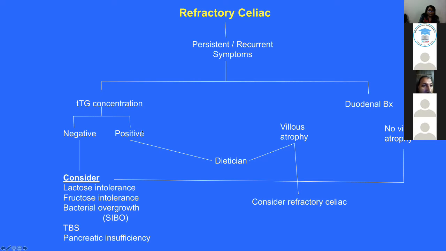If the concentration is positive, that means the patient is having some contamination of wheat in his diet, and the patient is referred to a dietitian. And if we do endoscopic biopsy, that also shows villus atrophy. Over a period of time, if the patient continues a pure gluten-free diet and still the villus atrophy persists, then we say this is refractory celiac. If the patient's TTG concentration is negative, then that means the symptoms are not related to celiac disease. We must rule out other disorders like lactose intolerance, fructose intolerance, SIBO, IBS, or pancreatic insufficiency. So other alternative diagnoses to celiac disease should be looked into.